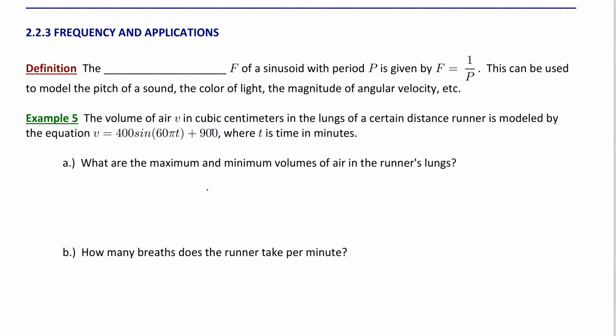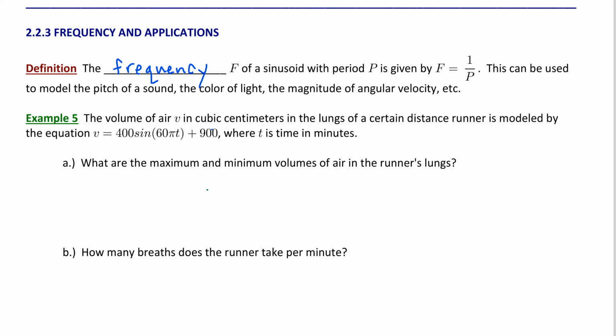In section 2.2.3, we'll learn one more aspect of sinusoids that's important, called frequency, and we'll explore its use in various applications. Here's the definition. The frequency f of a sinusoid with period p is given by f equals 1 over p. So notice that the frequency and the period have a reciprocal relationship.